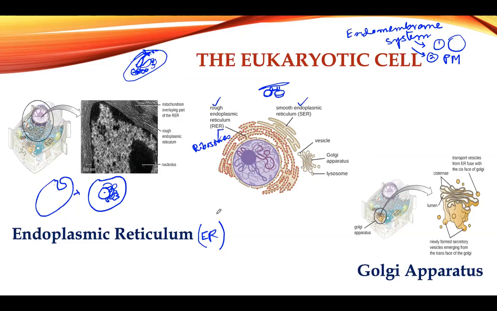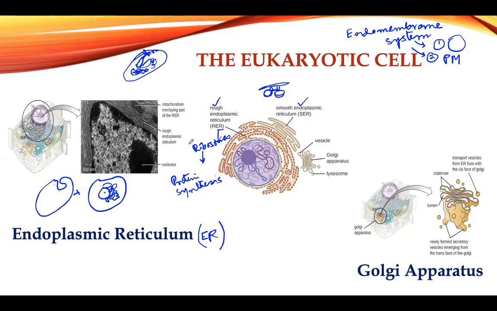Now the function. We know that ribosome is responsible for protein synthesis, right? So this rough endoplasmic reticulum helps in protein synthesis. Very, very important point. Very, very important questions: the difference between the function of rough endoplasmic reticulum and smooth endoplasmic reticulum. Okay, very important, and make sure you remember that.